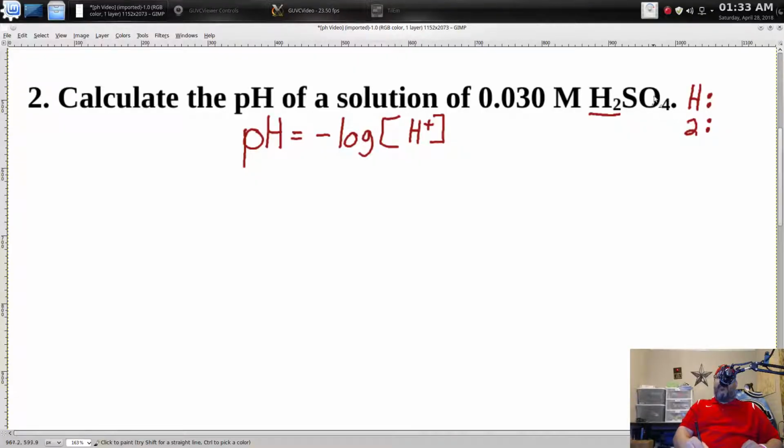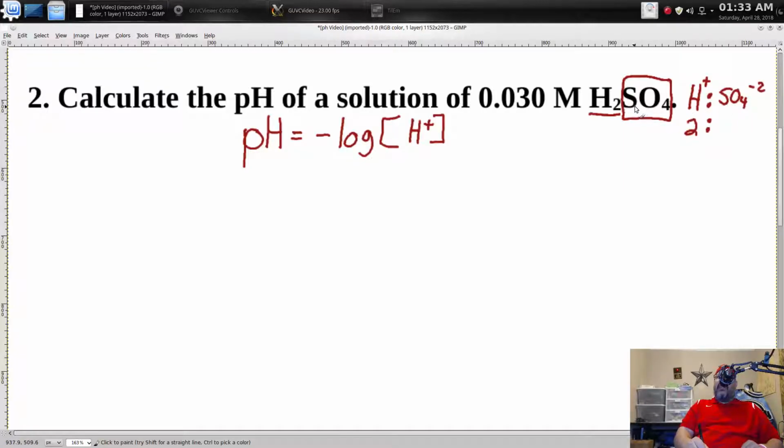Okay, now let's look at the other ion, because remember we're doing this for ions. Now this is a group of ions. This is a polyatomic ion, SO4, which is sulfate. If you look at sulfate, you'll find out that it's got a charge of -2.